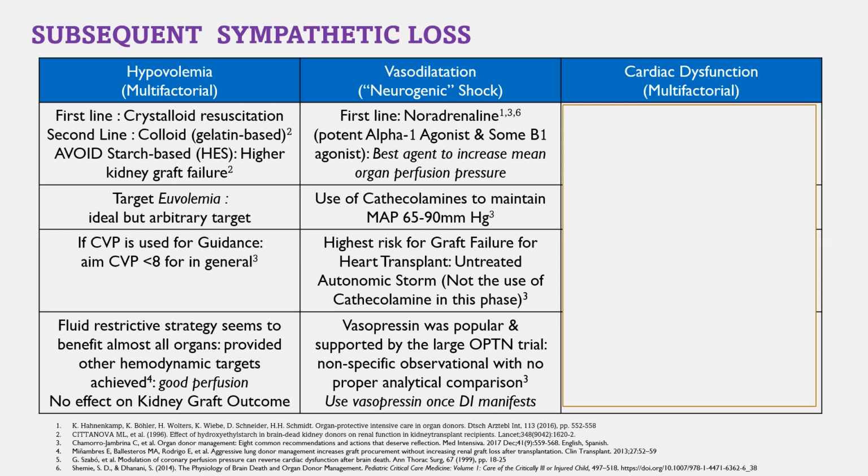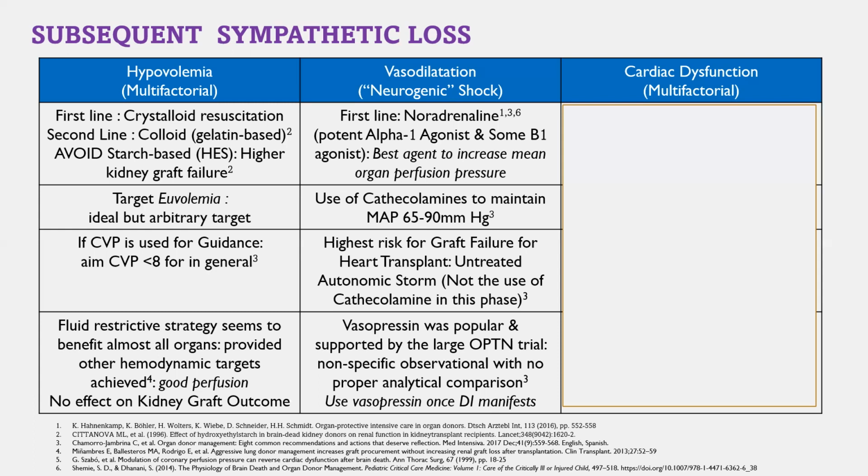So how about vasopressin? If you think about brain death, of course, you may think vasopressin may be the drug of choice, because diabetes insipidus is a usual finding in these patients. When you connect the two dots, you may think vasopressin is good, but vasopressin is supported by the large OPTN trial, which is a non-specific observational study with no proper analytical comparison. So the vasopressin recommendation has come down a little bit when you read the common expert consensus in organ donor maintenance.